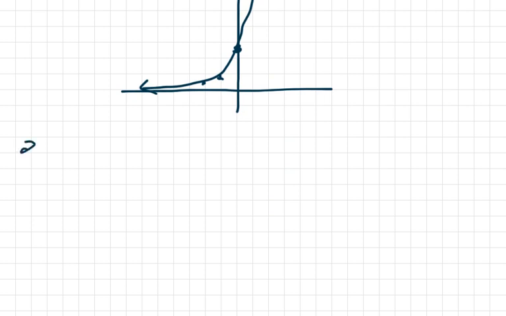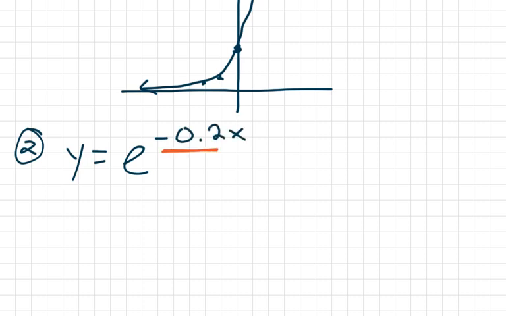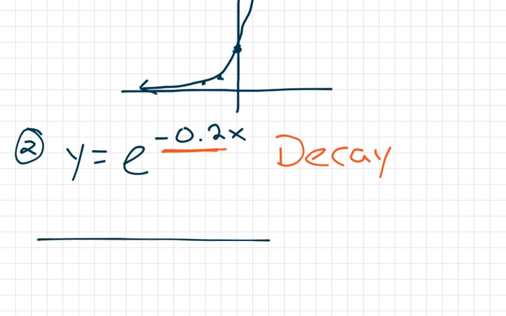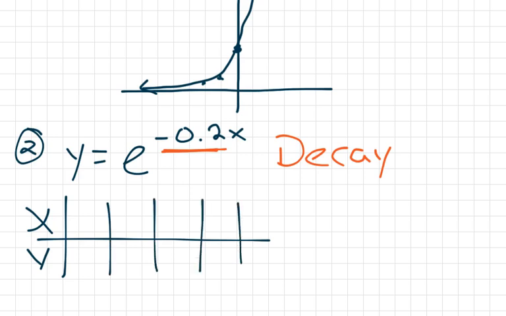Let's try another one here, number 2. Number 2, y equals e to the negative 0.2x power. Now again, the number in front of x determines whether or not it is growth or decay. Since it's a negative number, that means we have an exponential decay function. If that number in front of x is negative, it's automatically going to be a decay function. So let's make an x y table. These are 5 spaces. Again, we'll do the -2, -1, 0, 1, and 2 values.